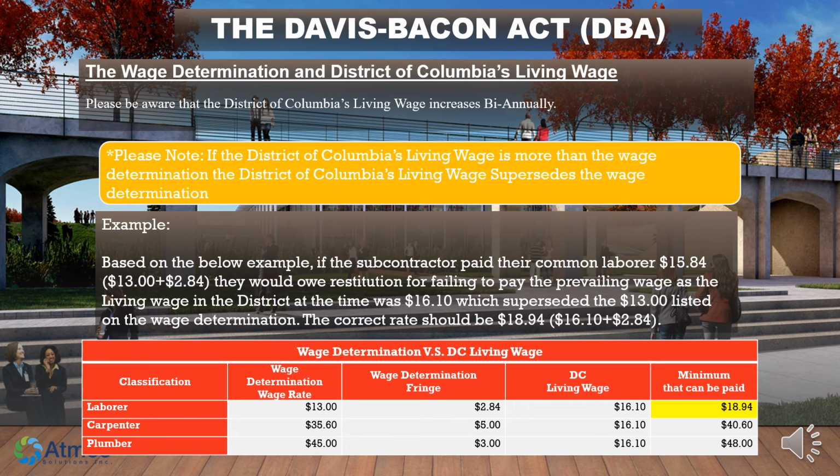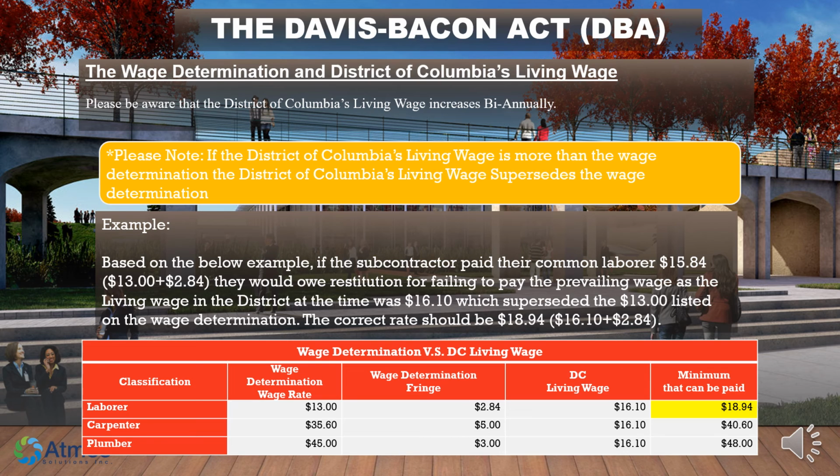Now I want to take a moment to discuss the relationship between the project wage determination and the District of Columbia living wage. The District of Columbia's living wage increases biannually. If the DC living wage is higher than the rate on the wage determination, it supersedes the rate that is projected on the wage determination. Let's look at the below example to further explain.